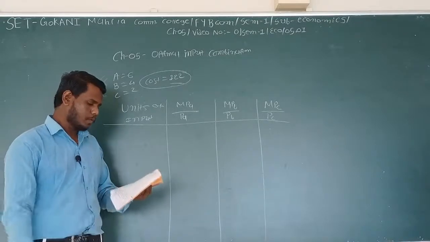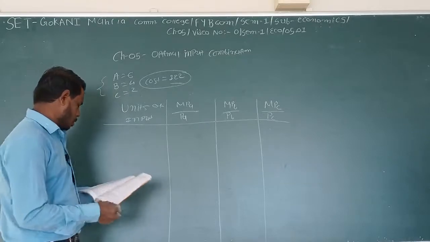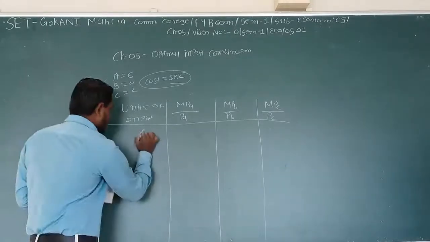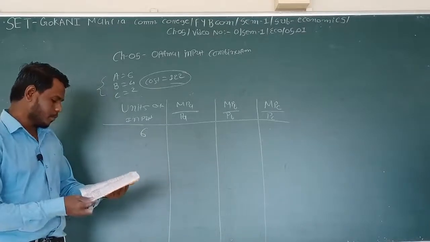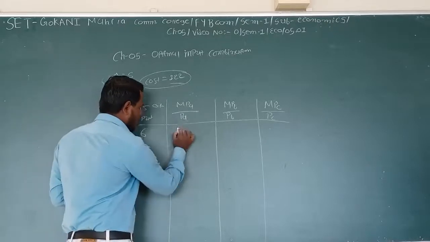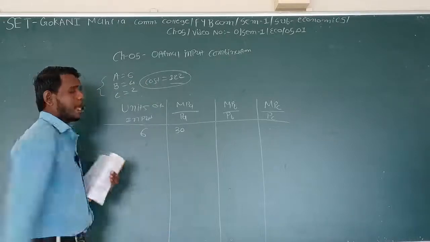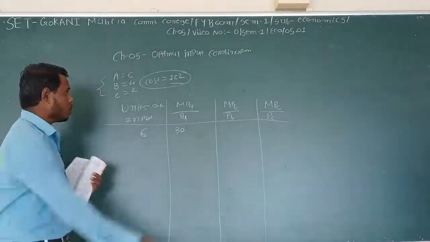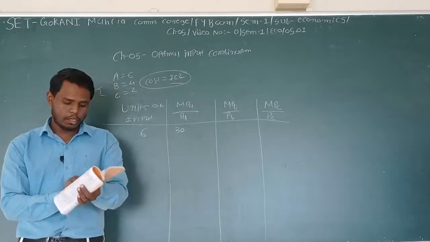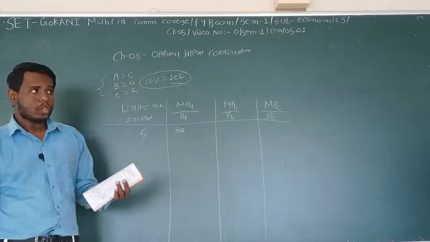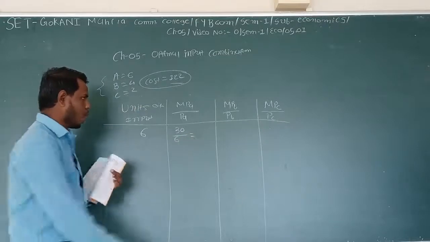So first of all, you can see if your input is 6, at that time your marginal productivity of input A is 30. So 30 divided by the price of A, which is 6. You will get the answer 5.